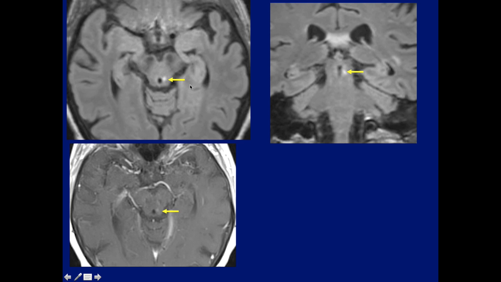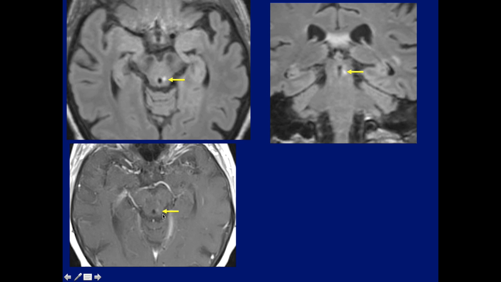Okay, what is the disease process here? Again, this time not a stroke. Anybody? Correct, as Nate says, multiple sclerosis. We see the abnormal signal and slight enhancement on the post-contrast images.